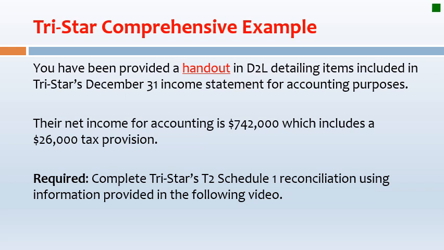We're going to take a look at their December 31 year end. We've got net income for accounting of $742,000, and that includes a $26,000 tax provision. What we're going to do in the required here is complete the T2 Schedule 1 reconciliation using various information provided in the subsequent slides of this video. You'd probably be advised to open up that handout, and you can follow along with me, keeping track of items that we're going to be adding back and deducting in the TriStar example, T2 Schedule 1. All right, let's go do it.